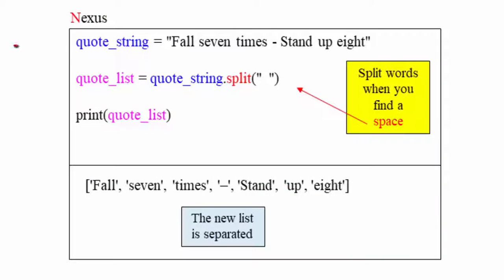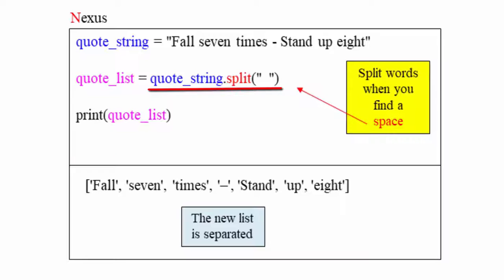Now we are going to take a quote and place each word separately in a list. Here's how you do that. Our quote string is "fall 7 times, stand up 8." Here's my list. I'm going to call it quote list. It's going to equal quote string dot split.